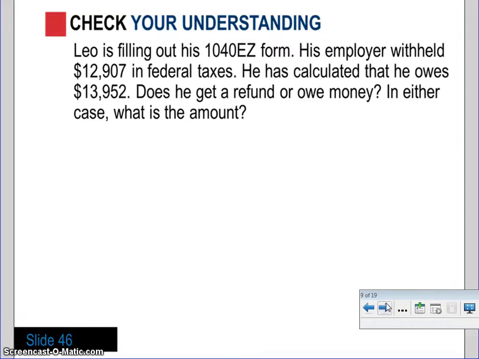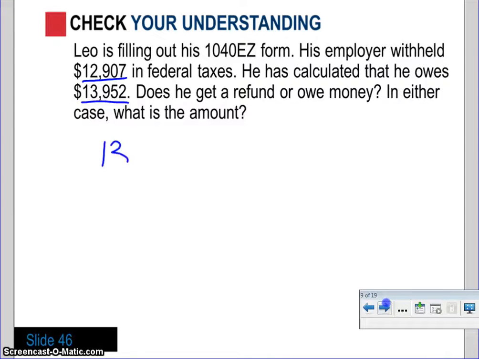So Leo is filling out his 1040 EZ form. His employer withheld $12,907 for federal taxes, and he calculated he owes $13,952. Does he get a refund or owe, and how much? Please press pause, solve this, and come back when you're ready.